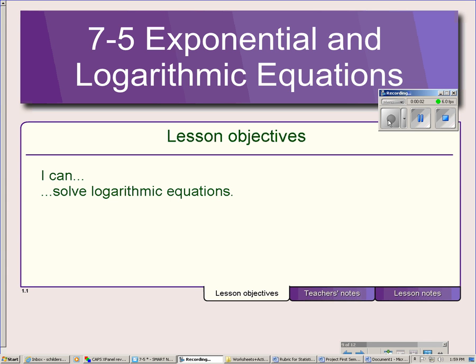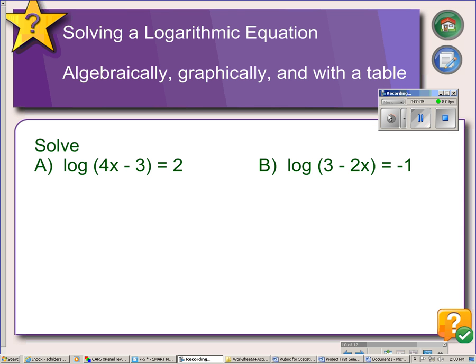This is the second half of lesson 7.5. In this lesson, we will learn how to solve logarithmic equations. As you can see at the top here, we're going to solve them algebraically, graphically, and with a table. In this video lesson, I'm only going to show you algebraically. I'll show you the graphically and with a table in class.